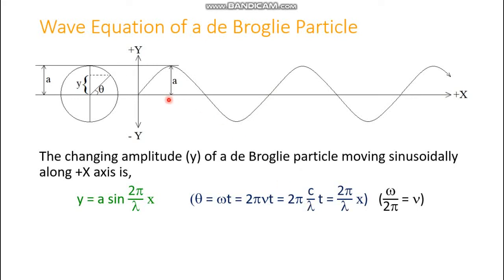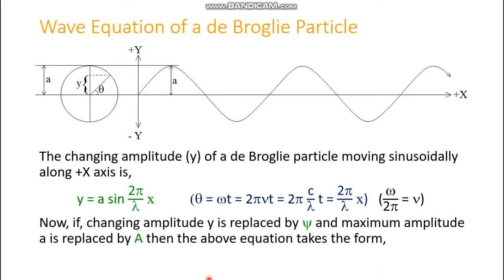Now velocity when multiplied by time gives displacement x. So the movement along this plus x axis, if it is written as x, then in place of c into t we can write x. As a result this is x by λ. That means 2π by λ into x. That is why θ can also be written as 2π by λ into x. So this is actually the expression of the changing amplitude y.